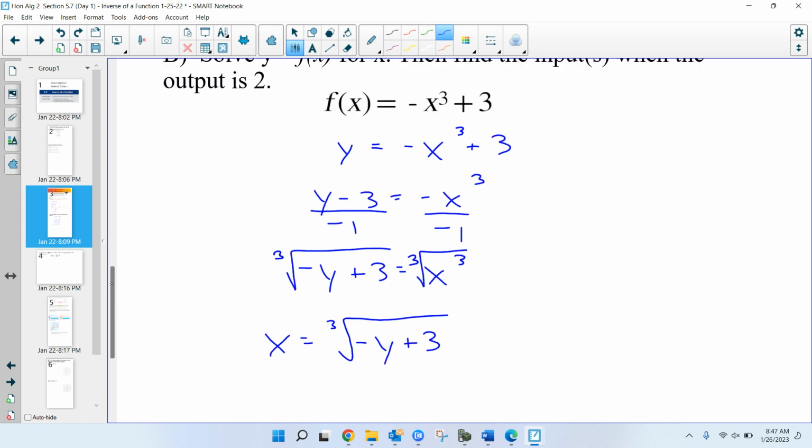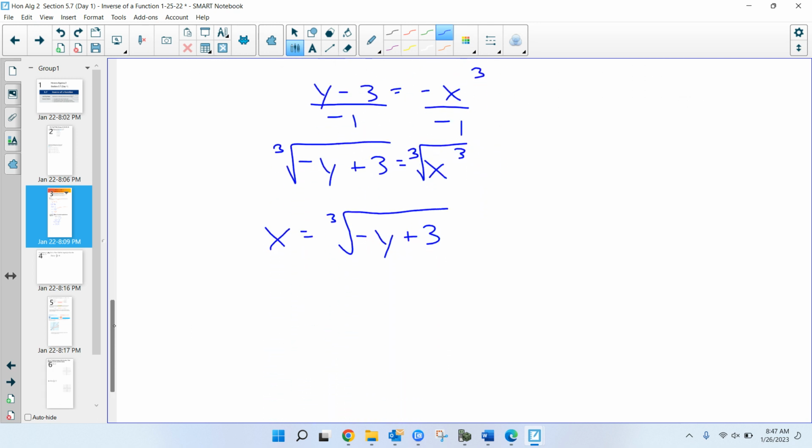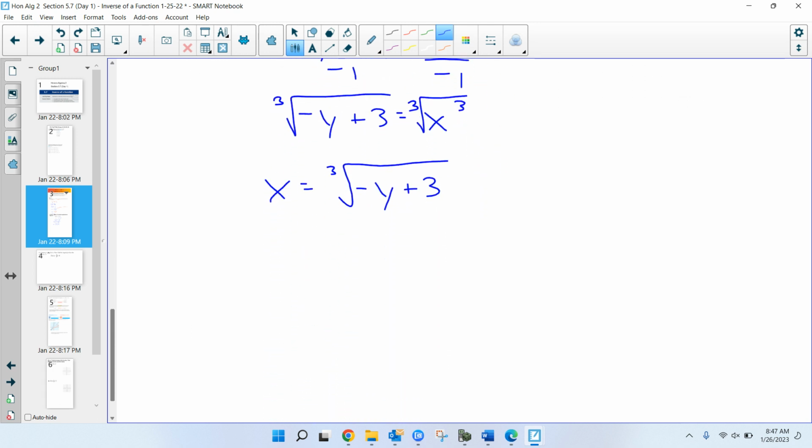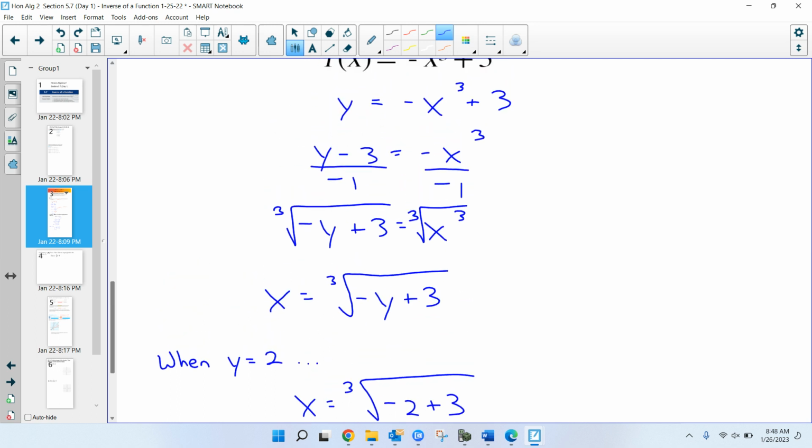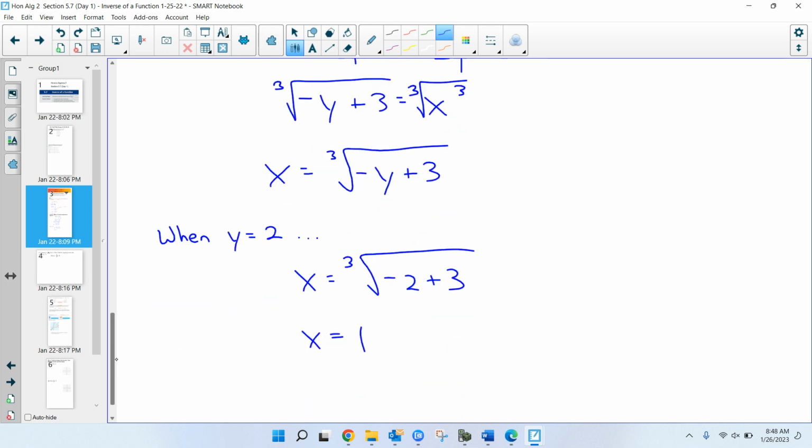And then what do they ask us to plug in? Y is 2. All right, we have the cube root of negative 2 plus 3. We get positive 1. What's the cube root of 1? 1. X equals 1. Is x equals 1? Any questions on that one? Anybody get tripped up by that negative being in front of the x cubed? Nobody tried to cube root first, right? You get rid of the negative first. Perfect.